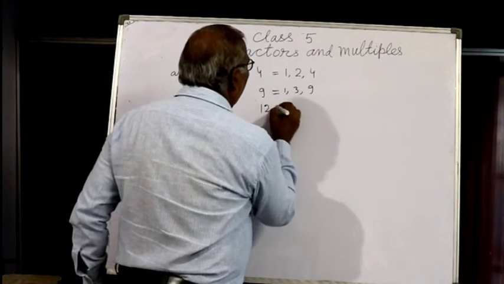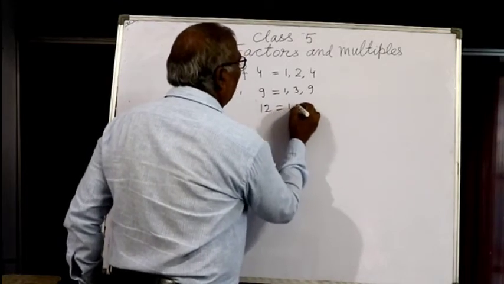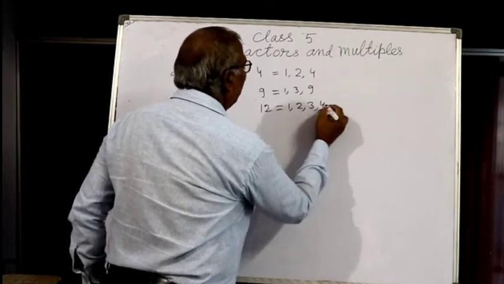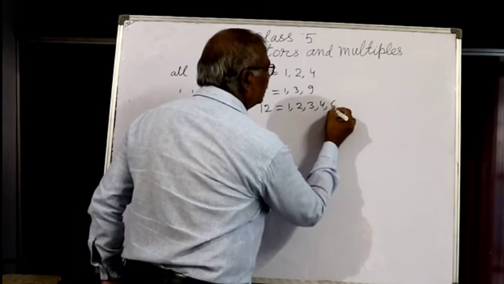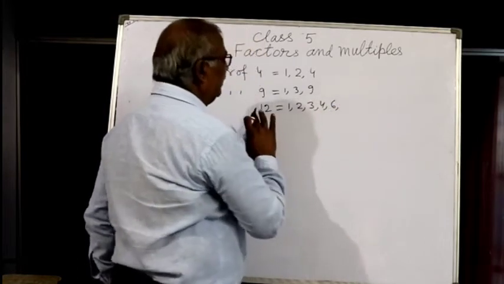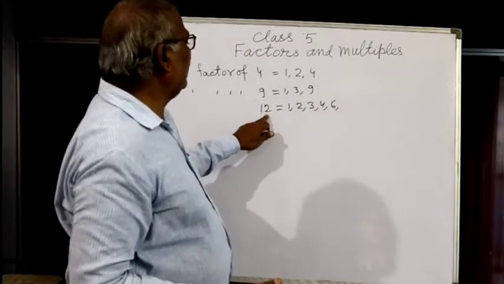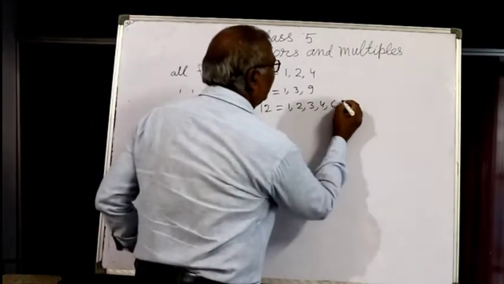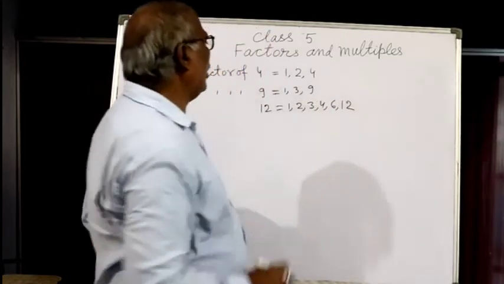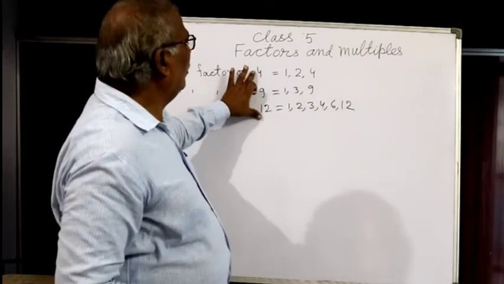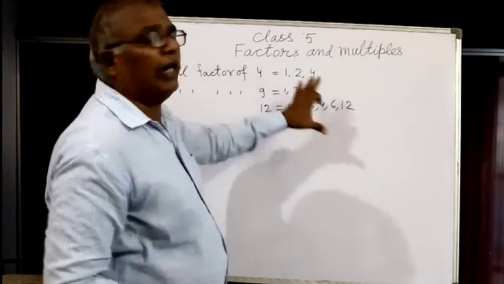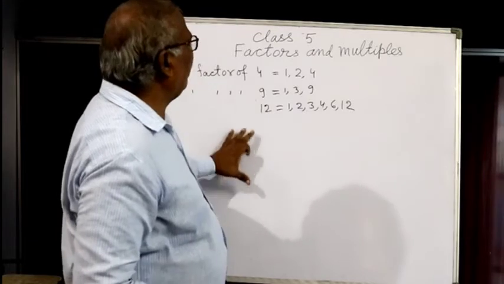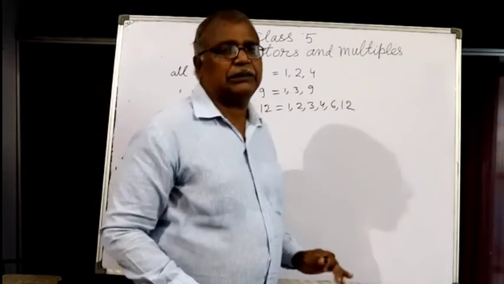Another example, 12. First factor 1, second 2, third 3, 4. It is not divisible by 5, so 6 is a factor. 7, 8, 9, 10, 11 do not divide 12 completely, so last factor is 12. Now you have understood what are the factors of any number. You can find factors of all other numbers.